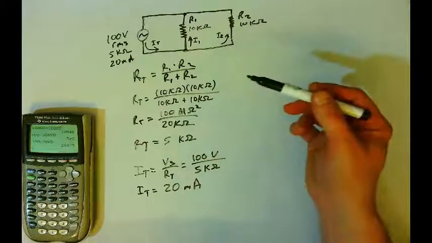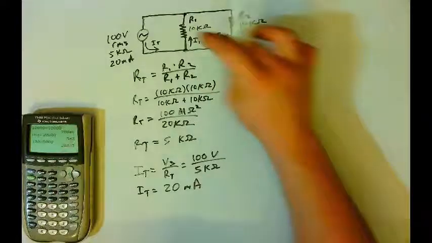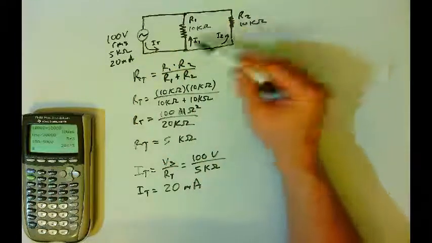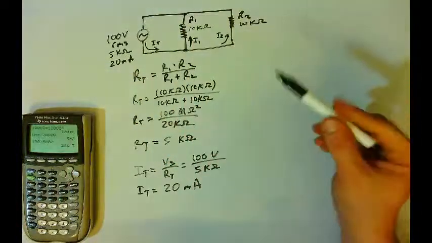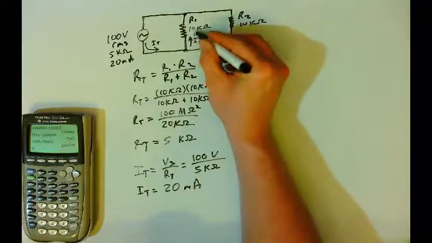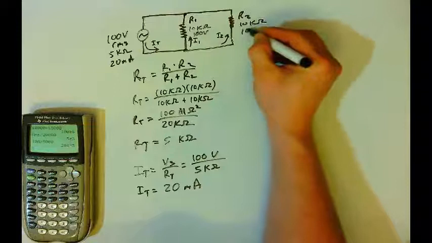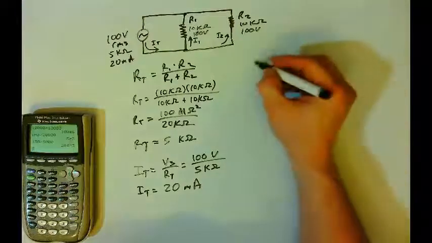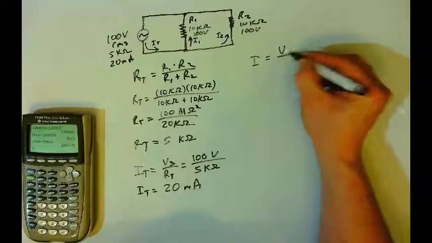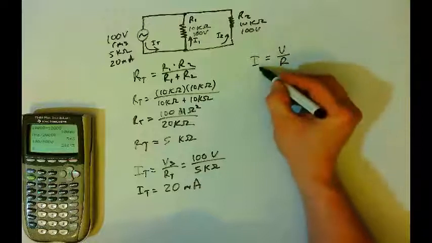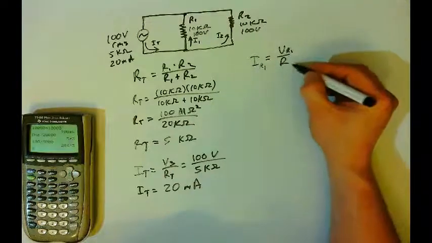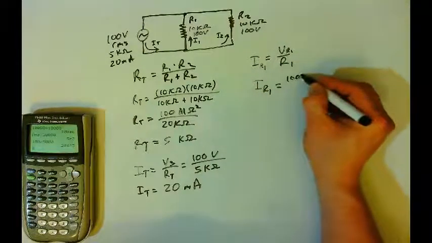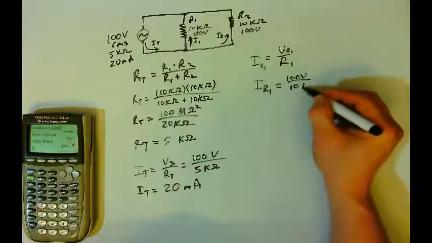And so to finish solving the circuit, the thing that we know is that because R1 and R2 are in parallel, and they're also in parallel with the source, they have the same voltage across them, right? They all have 100 volts across them. And so the voltage for R1 is 100 volts, and the voltage for R2 is also 100 volts. And so we can find the currents in R1 and R2 by taking the voltage divided by the resistance. And so the current for, let's say, R1 will be the voltage on R1 divided by R1. And so the current through R1 will be equal to 100 volts divided by 10 kilo ohms.